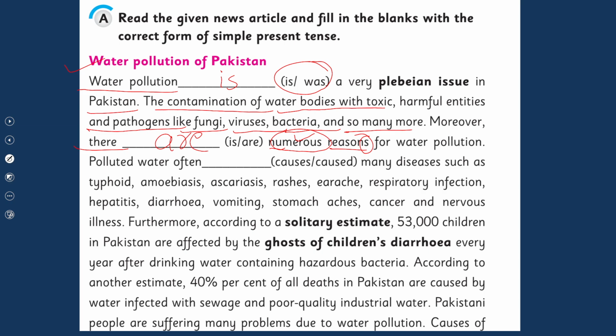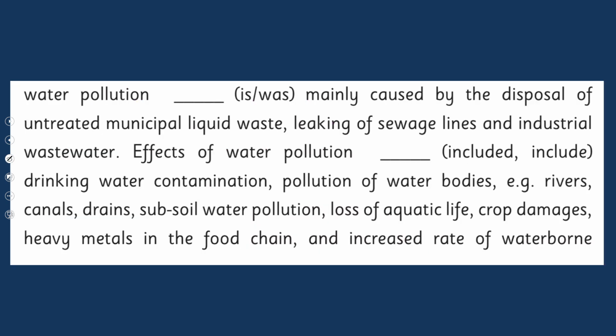Polluted water often causes many diseases such as typhoid, amoebiasis, ascariasis, rashes, earache, respiratory infection, hepatitis, diarrhea, vomiting, stomach aches, cancer, and nervous illness. Now let's see here, we don't have any options over here. Let's move on. Water pollution is or was mainly caused by disposal of untreated municipal liquid waste. Which will come, is or was? Is. That's very good. All right.